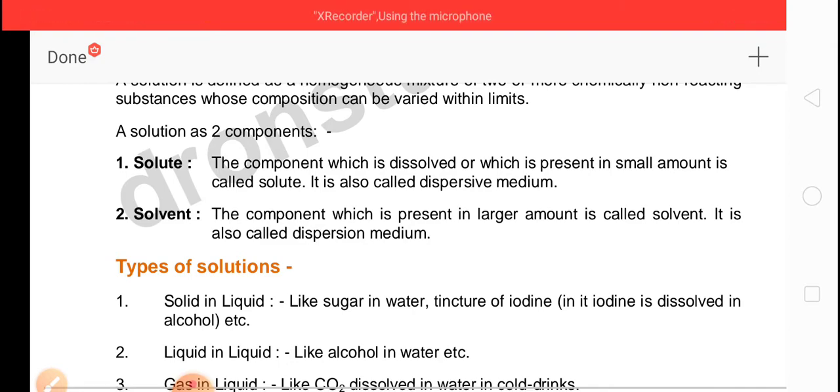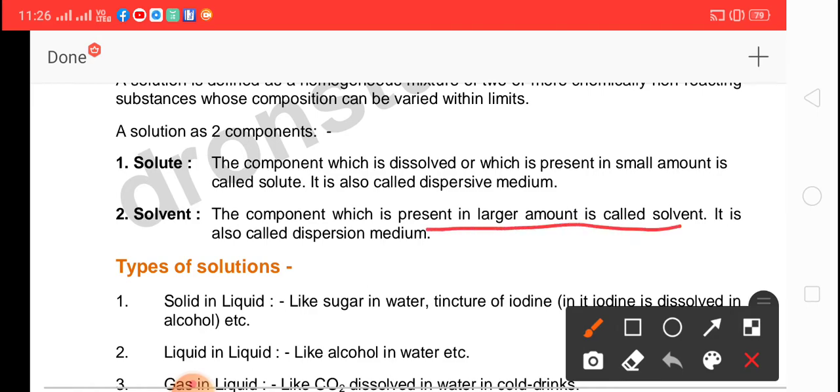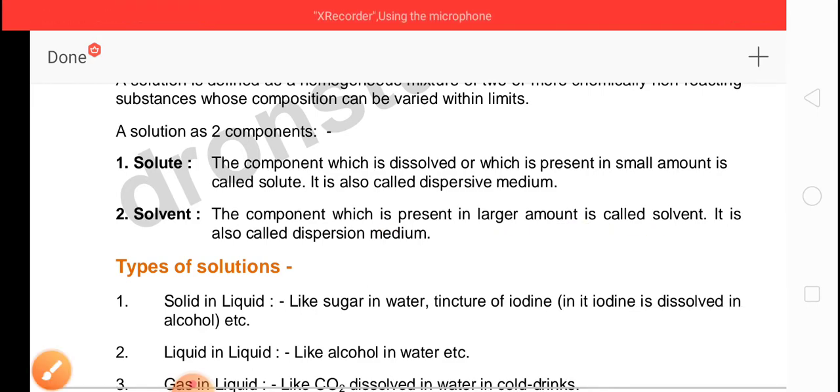And what is a solvent? The component which is present in the larger amount is called the solvent, and it is also called the dispersion medium. Like I told you, when you add one tablespoon of salt into one glass of water, the salt is the solute because its amount is small, and water is the solvent because it is present in the larger amount.